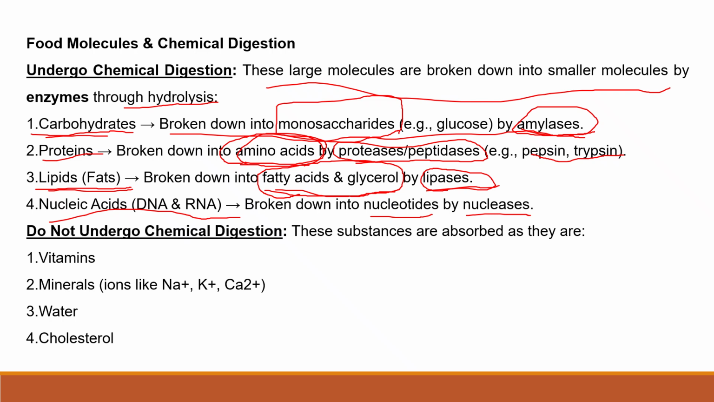And which molecules do not undergo any kind of chemical digestion? Vitamins, minerals, water and cholesterol do not undergo any kind of chemical digestion, so they will be directly absorbed by the digestive layers. These are the molecules you need to remember.